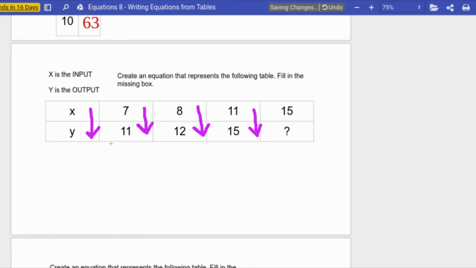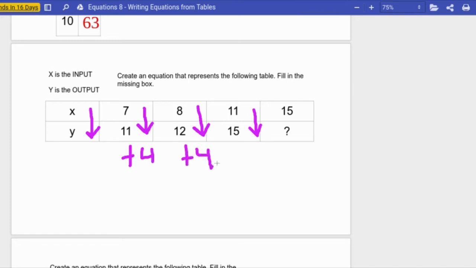So as I'm looking here, what do I do to 7 to get to 11? The first thing I usually check is addition. Am I adding something? So I can add 4 and get to 11. Is that true here? If I do 8 plus 4, do I get 12? Yep. If I do 11 plus 4, do I get 15? I do. So it looks like my rule is to add 4.